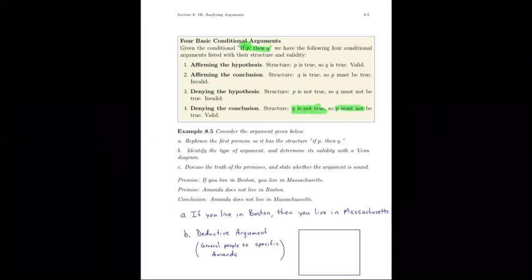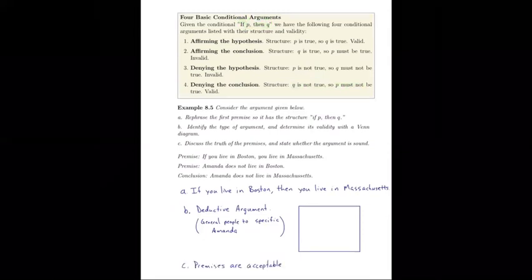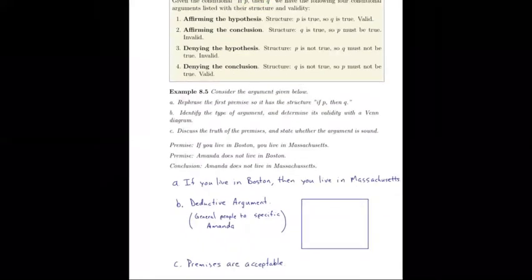All right, so maybe with some flesh on the example, that might make a little more sense. The textbook could provide that probably in all 4 cases. Let's see. Consider the argument given below. Rephrase the premise so it has the structure if P, then Q. So we've done that here.